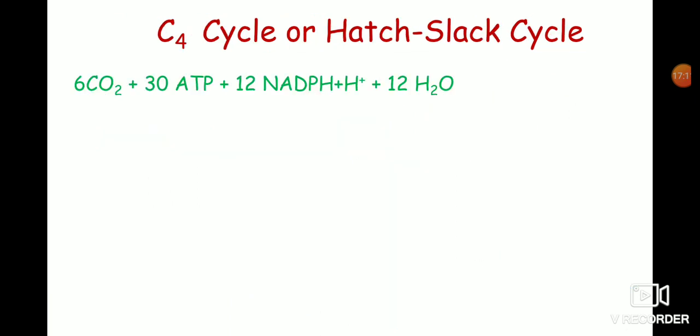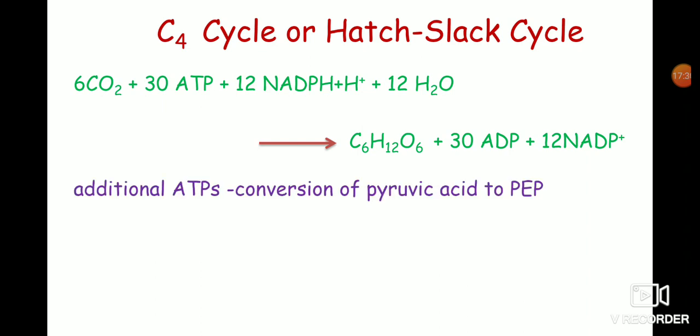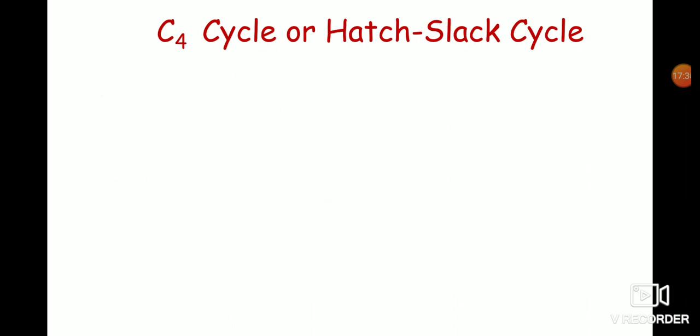So this is the summary of the C4 cycle, where 6 carbon dioxide forms a molecule of glucose. So in this C4 cycle 30 ATPs are utilized. So here a larger amount of ATP is utilized for conversion of pyruvic acid to phosphoenol pyruvic acid.